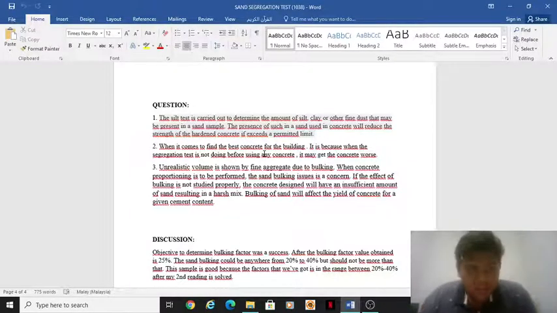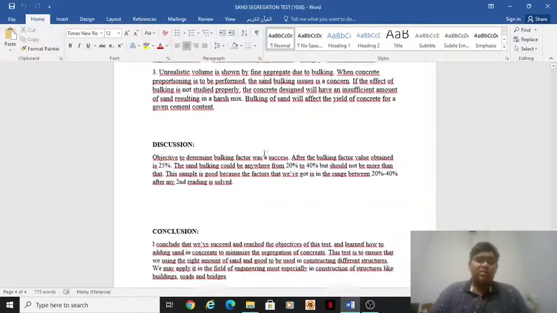For the third question, the answer is that an unrealistic volume is shown by fine aggregate due to bulking. When concrete proportioning is performed, the sand bulking issue is a concern. If the effect of bulking is not studied properly, the concrete design will have an insufficient amount of sand, resulting in a harsh mix. Bulking of sand will affect the yield of concrete for a given cement content.